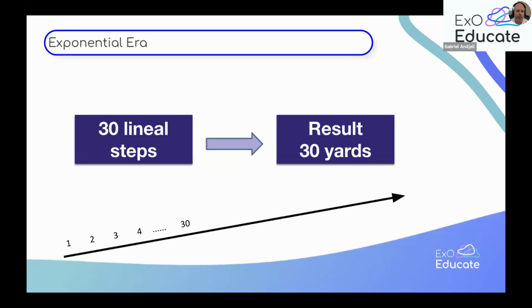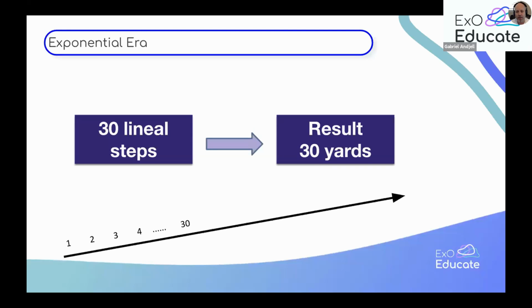We were used to thinking in a linear way. If you think in a linear way, it's like, okay, I want to do 30 linear steps, and my result is going to be 30 yards. I'm moving one step ahead at a time. At the end, the result is going to be 30 yards.